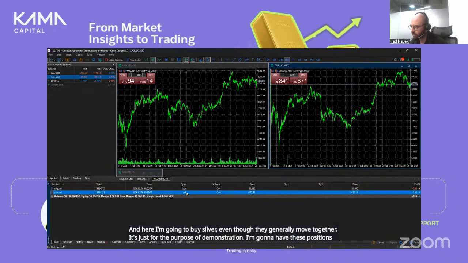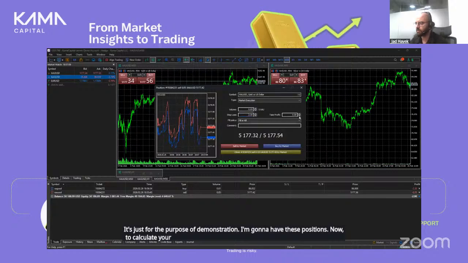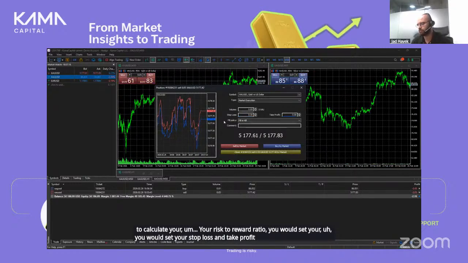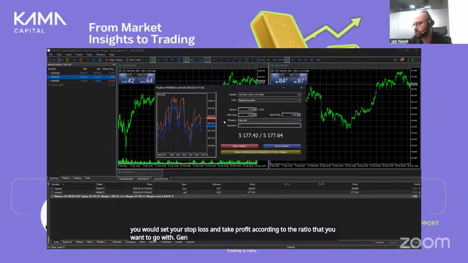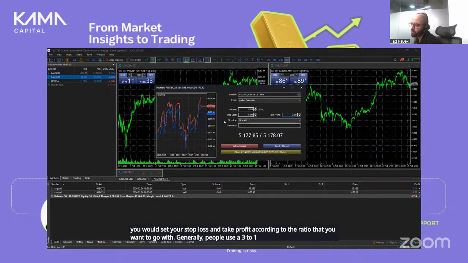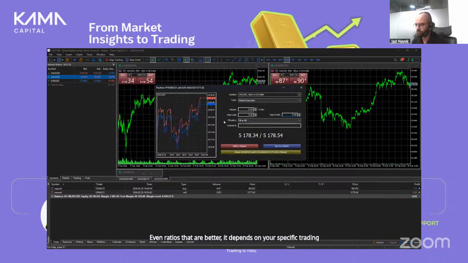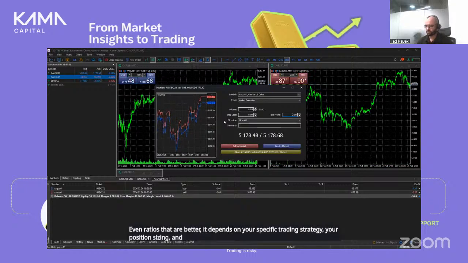Now, to calculate your risk to reward ratio, you would set your stop loss and take profit according to the ratio that you want to go with. Generally, people use a 3-to-1 ratio. You can have a 2-to-1 ratio, even ratios that are better. It depends on your specific trading strategy, your position sizing, and your tolerance for risk.